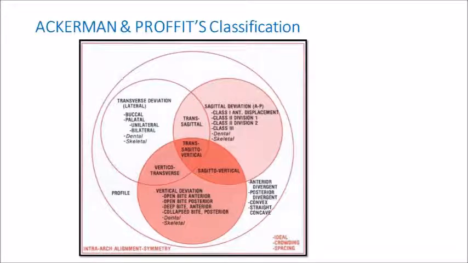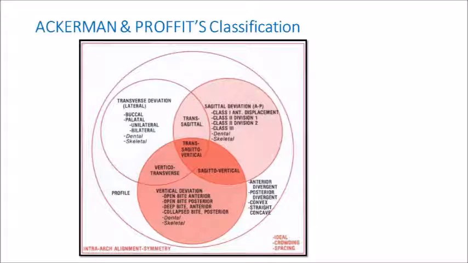Look at this picture, you can see that the outermost envelope was composed of alignment. In a Venn diagram, the outermost set is composed of the alignment, intra-arch alignment, which can be an ideal alignment or a crowded one, or there might be spacing.